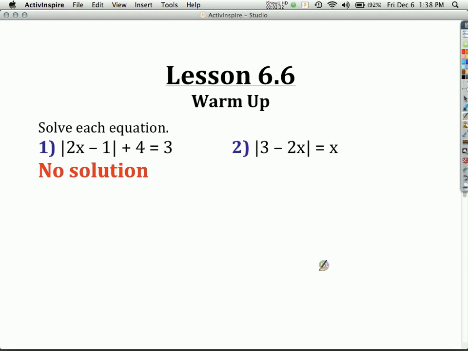There is no solution for number 1. Number 2, what did you get? Start with Shelby, Sharik, and then Brian. Okay. X equals 1 and 3. X equals 1 or... Okay. The correct answer is x equals 1 or x equals 3.